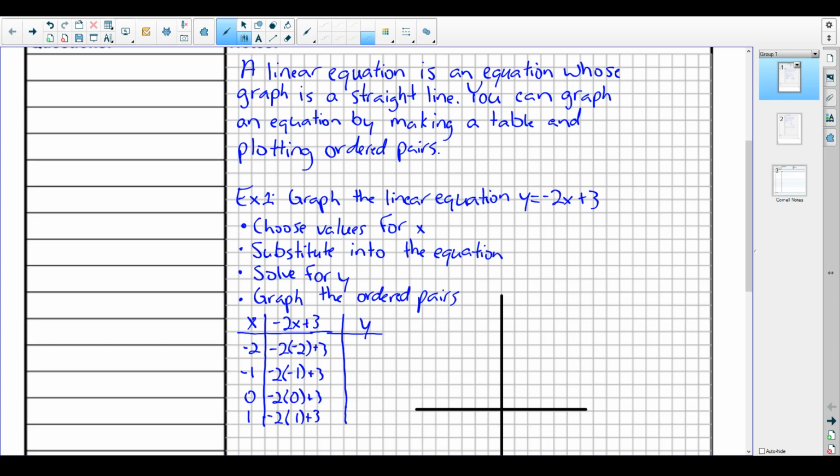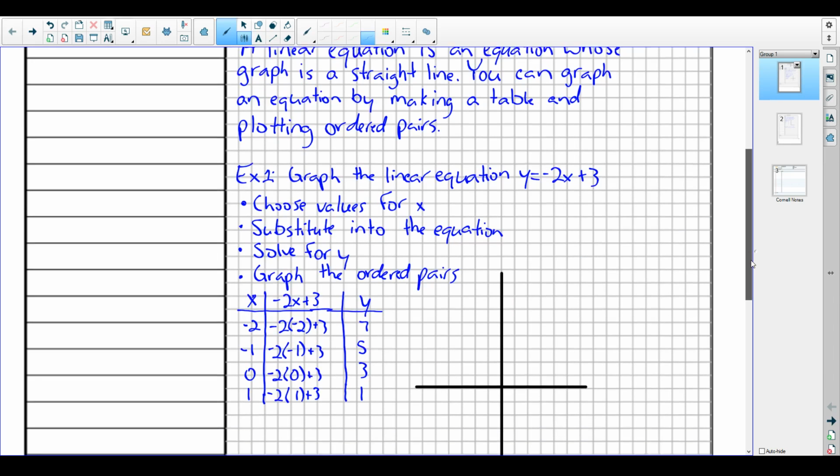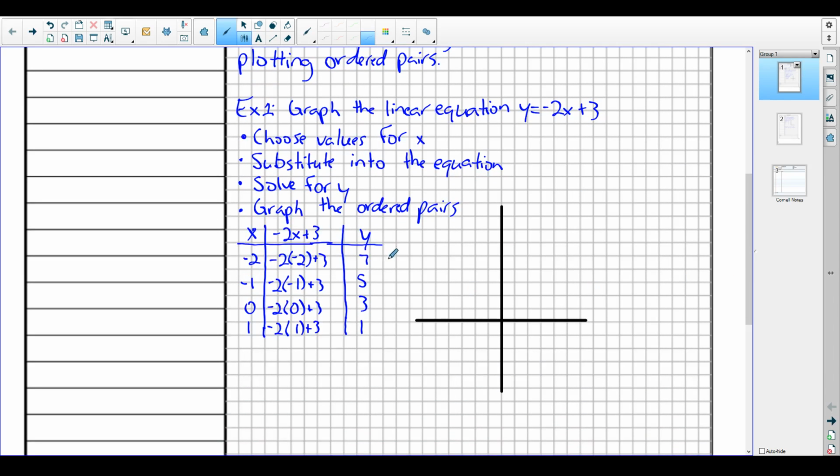Alright, so once we do that, then we solve it. So we say -2 times -2 is +4 plus 3, 7. Okay. -2 times -1 is +2 plus 3 is 5. -2 times 0 is 0 plus 3 is 3. And -2 times 1 is -2 plus 3 is 1. Okay. So that gives us 4 ordered pairs, and we can rewrite them if we need to see it.